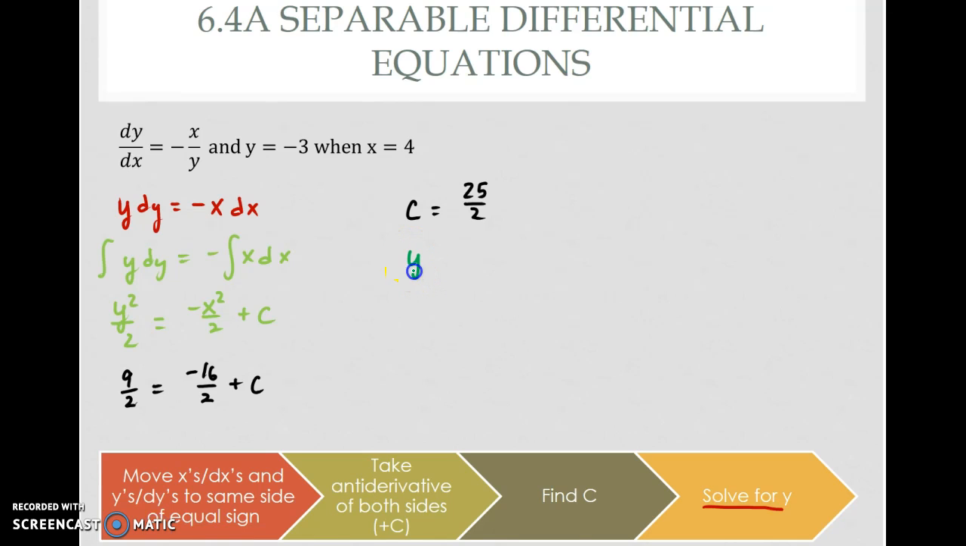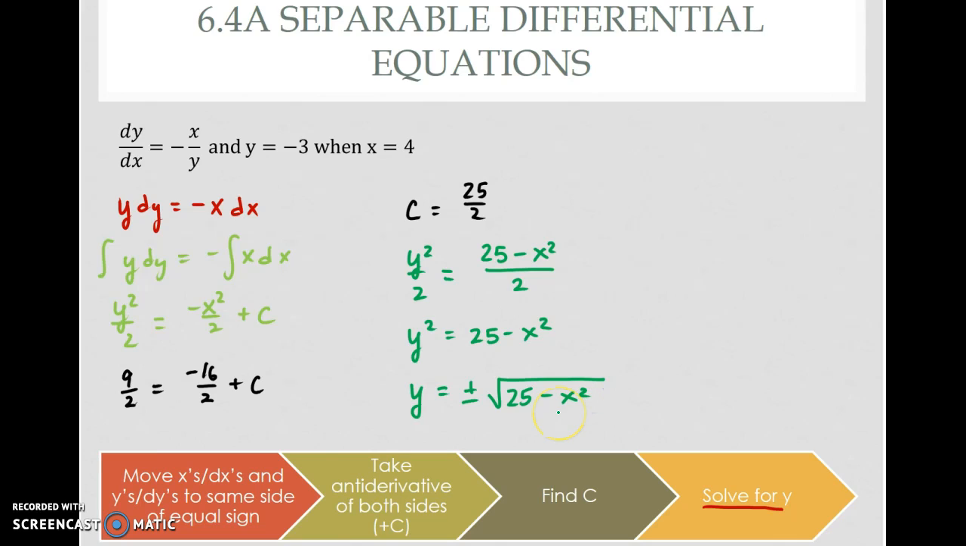So I have y squared over 2 equals 25 minus x squared over 2. So y squared is equal to 25 minus x squared. And y is equal to plus or minus the square root of 25 minus x squared.